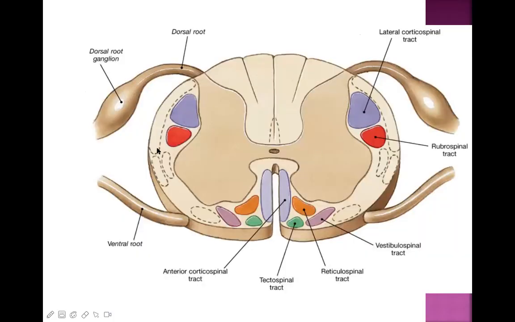Now, this is a cross section of the spinal cord which is showing these tracts. See here, lateral corticospinal tract and anterior corticospinal tract, shown in this color. Red rubrospinal tract, which comes from the red nucleus. Vestibulospinal tract comes from the vestibular nucleus. Reticulospinal tract from the reticular formation. Okay, and tectospinal tract from the tectum of the midbrain.